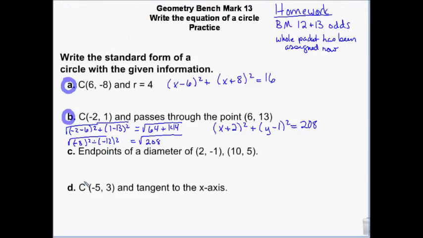So I'll do D here. If I'm talking about tangent to the x-axis, here's what this looks like. I've got my x and y axis, and negative 5, 3 is the center, so it's up here, right? And the circle is coming around and touching the x-axis in just one point. The place where it's going to touch the x-axis is going to line up, so it's touching the x-axis at negative 5.